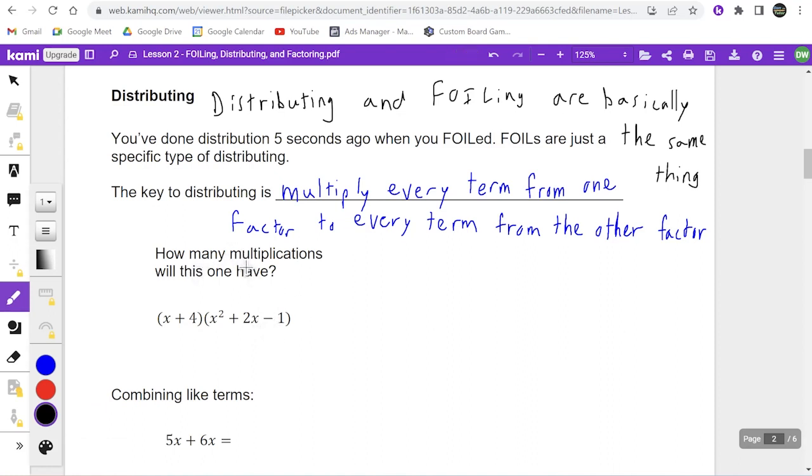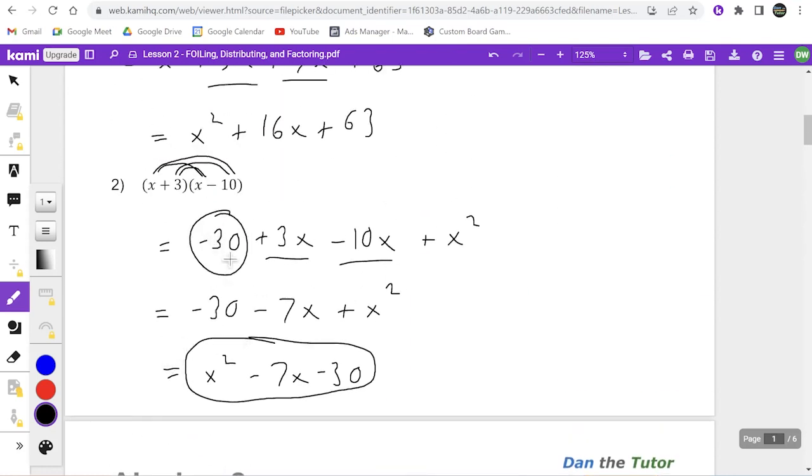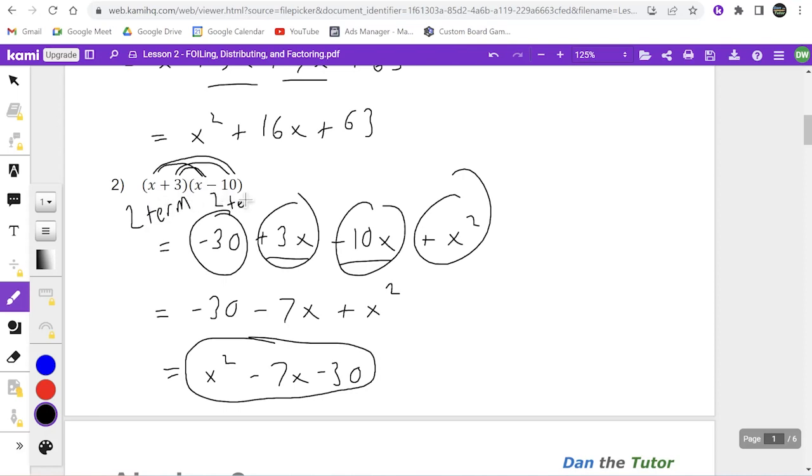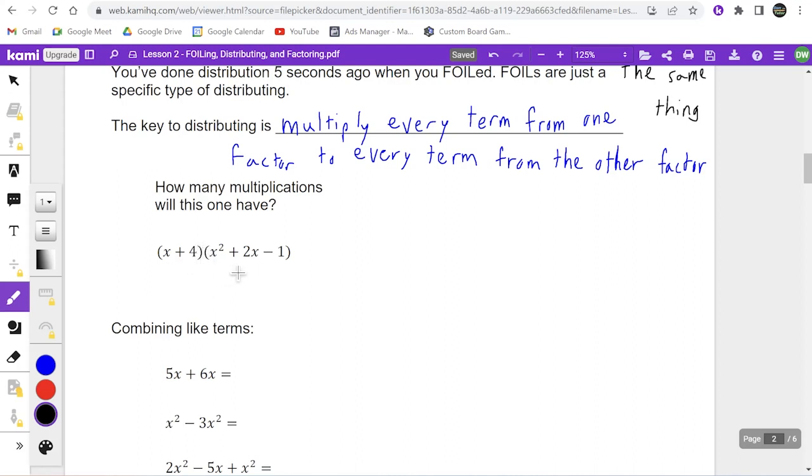How many multiplications will this one have? Well, here's the thing. If you want to know how many terms you're going to have, like for instance, the last few we just did, there were 4 terms, 1, 2, 3, 4. And then we simplified it down to 3 terms. The reason why we had 4 terms at first is because you had a 2 term times a 2 term, and 2 times 2 is 4. In other words, in this example right here, x plus 4 times x squared plus 2x minus 1, if you want to know how many terms we're going to have, this is a 2 term, and this is a 3 term, which means you're going to have 6 terms total.